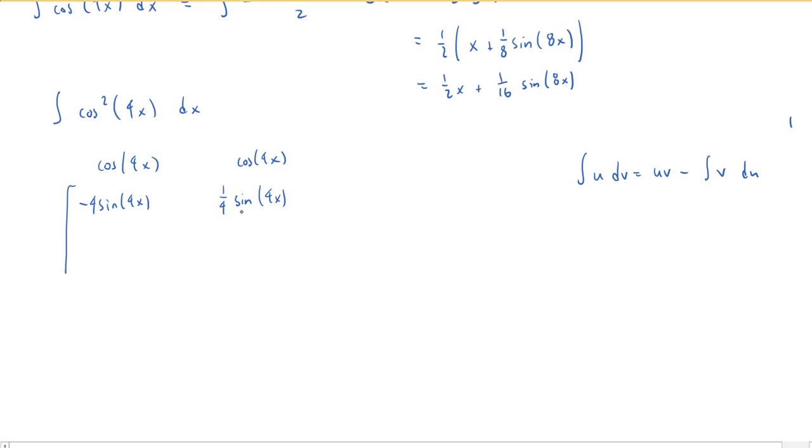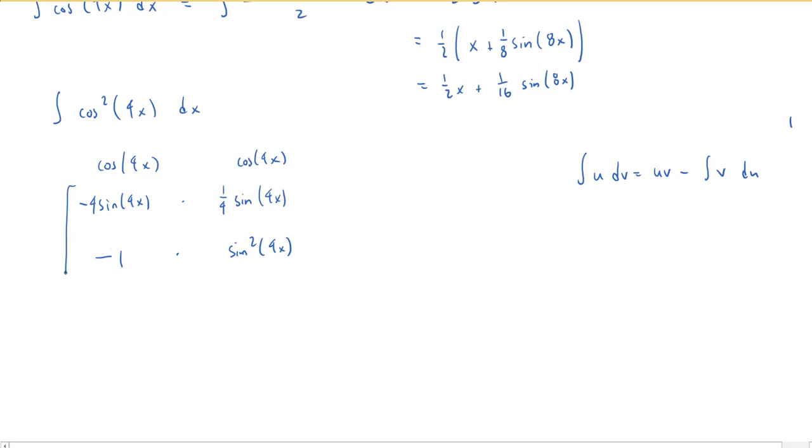So what I'm going to do here is take this 1/4 and slide it across, and negative 4 times 1/4 will just be negative 1. And this sine of 4x, I'm going to slide that across. So I'll get sine squared of 4x. Okay, but note here, I'm not actually integrating, I'm not differentiating. This is not an integration by parts step. This is simply reassigning the u and the dv. Okay, so the product, if you multiply across here, it has not changed.